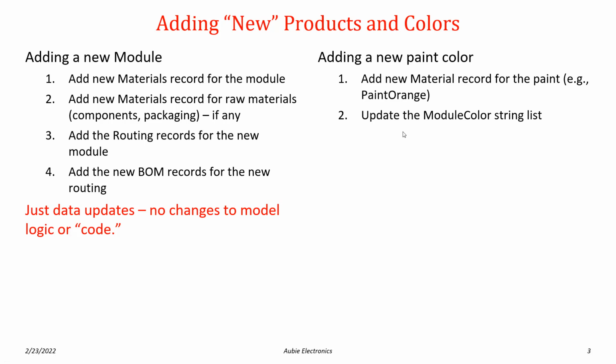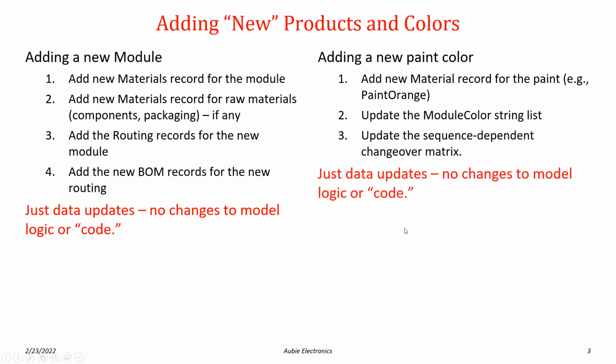So the module color string list is what we use to do the sequence dependent setup. And when we do that, it automatically changes or adds the corresponding row and column to that sequence dependent changeover matrix, which you'll see later on when you implement that. Then update the values in that matrix to say, for example, well, what's the changeover when I go from orange to red or red to orange or orange to yellow or yellow to orange and so on. So we just update those records in data and we're done.